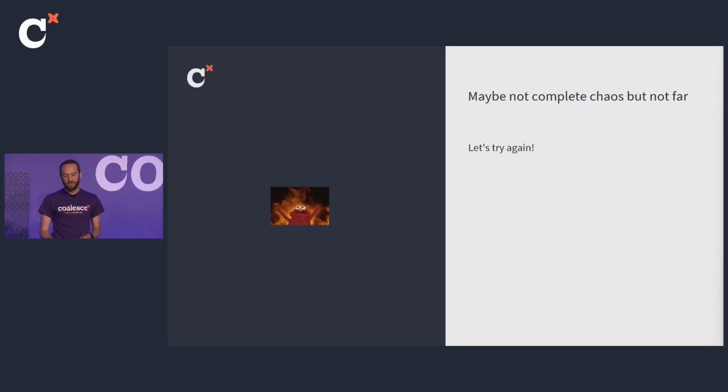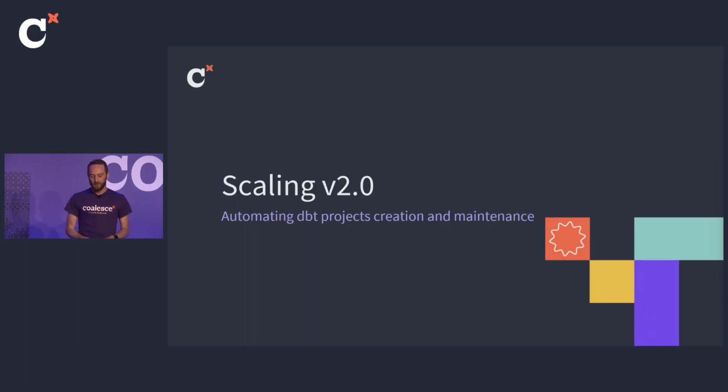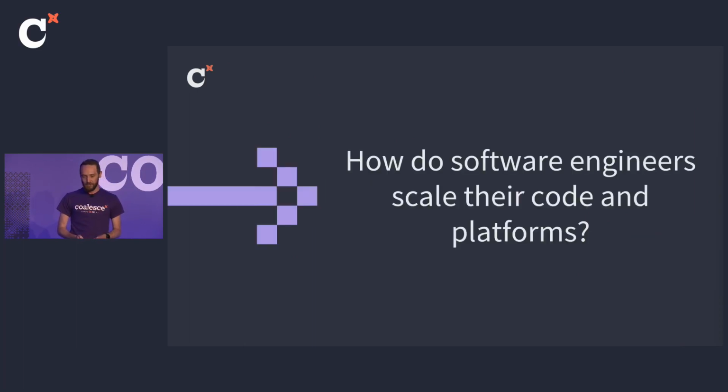So let's try again, and this time let's use the cheat code that we use in the dbt world, which is: what do software engineers do? We did that to create dbt originally, but we can also do that today to know how we want to scale our dbt project.